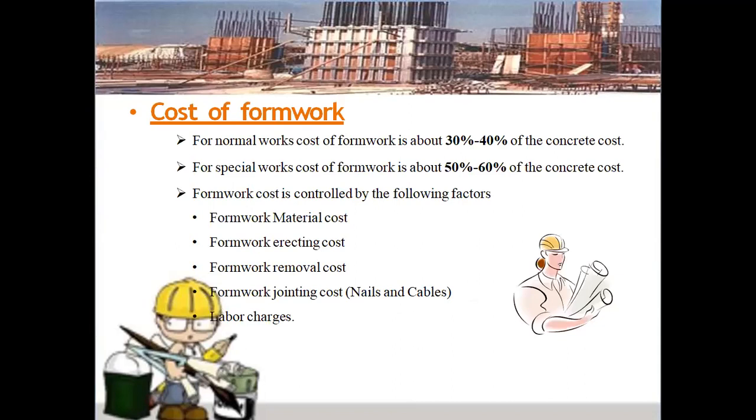And the cost of formwork. For normal works, the cost of formwork is about 30 to 40% of the concrete cost. For special works, the cost of the formwork is about 50 to 60% of the concrete cost. The formwork cost is controlled by the formwork material cost, erecting cost, and removal cost.